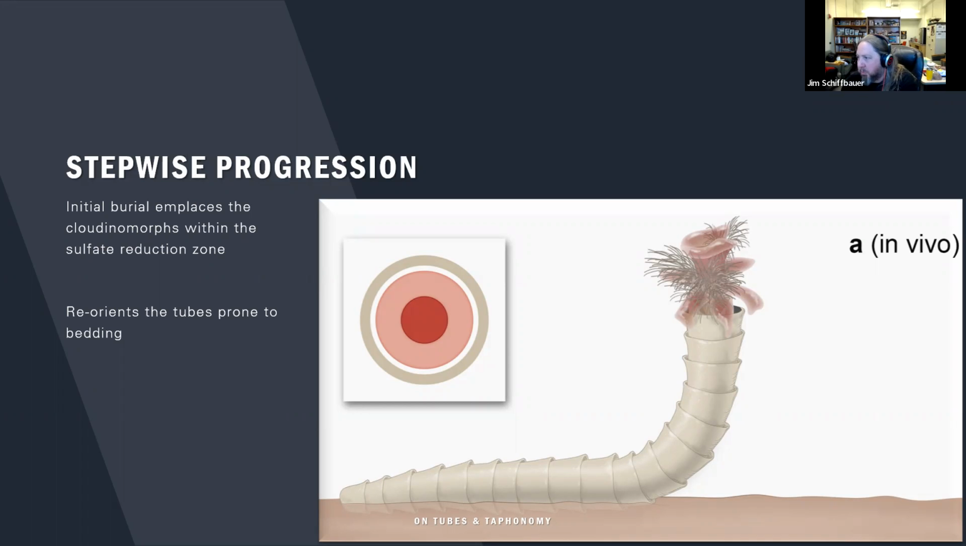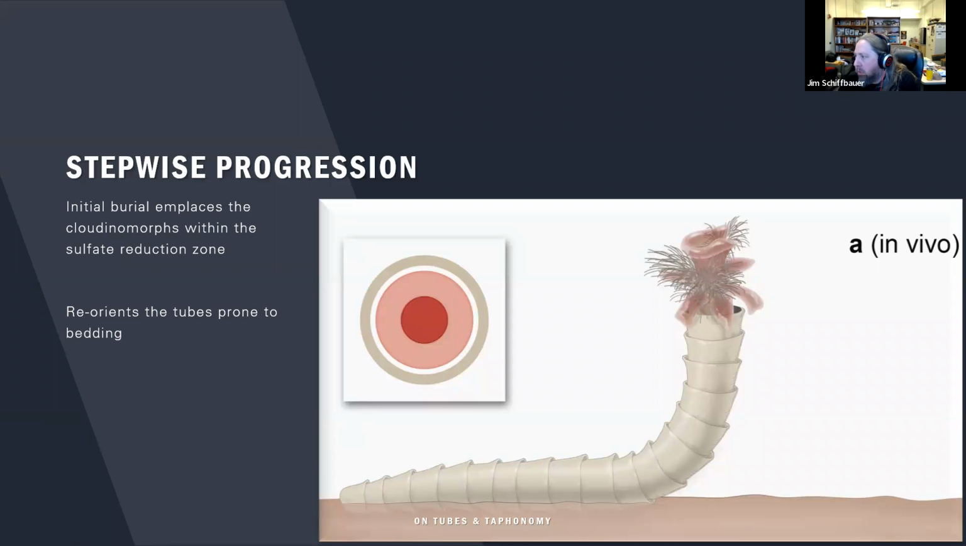We have the initial burial of the organism, and what we're looking at here, let me walk you through this before I get too far into it. This is the organism, and we're going to keep going through the organism view as it's buried. And this is the cross section of the organism where we have the outer tube, and then we have the organism itself, soft tissues in the pink and that digestive tract in the red.